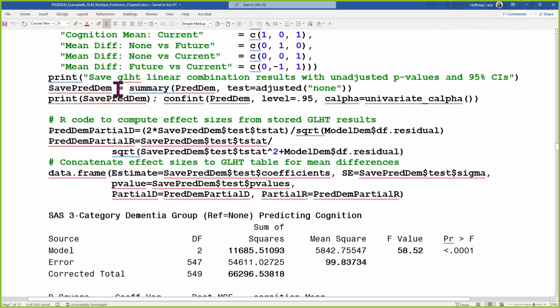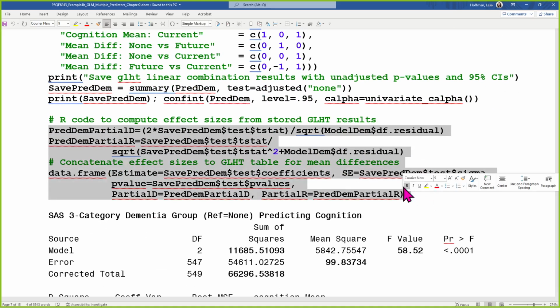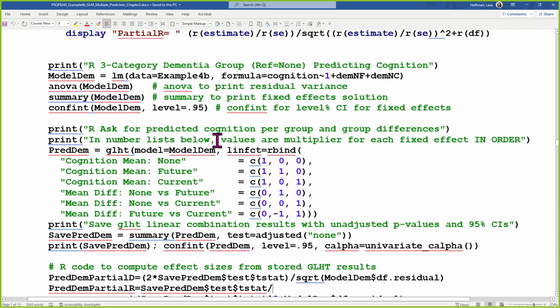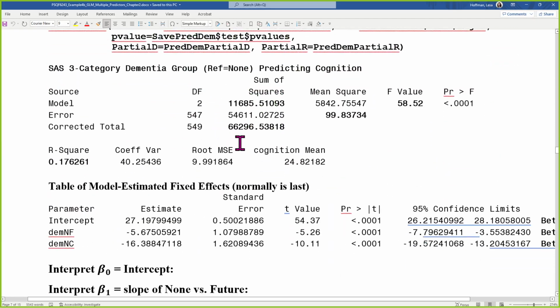And then saving the results of that, here's our code to compute effect sizes for the GLHT output and then stick them onto that table. So all of that you've seen versions of before, but it's good to review every so often. Okay. Questions on any of that code for a categorical predictor?